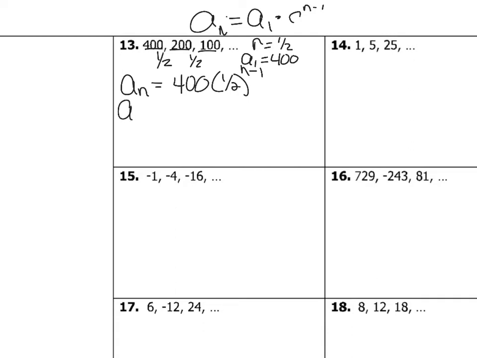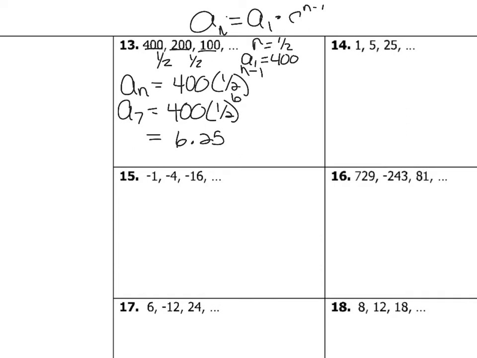So if we want to find our seventh term, it's 400 times 1/2 to the 6th, because 7 minus 1 is 6. And that's going to equal, when you plug it in, 6.25.